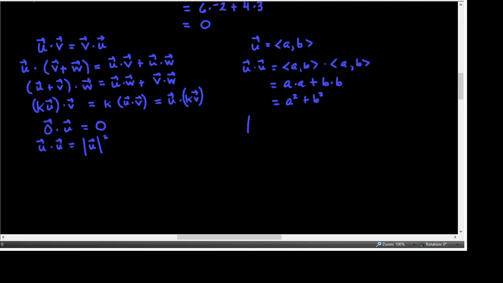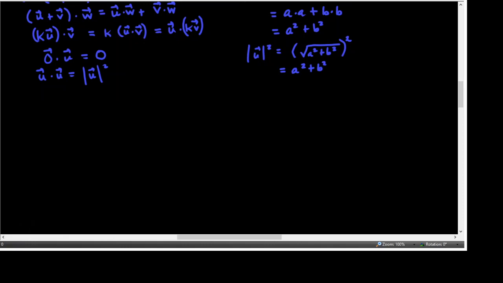Now the magnitude of u, if you'll recall, is the square root of a squared plus b squared. That's the definition for the magnitude of the vector. And if we square that, we get back a squared plus b squared. And so of course, since they're both equal to a squared plus b squared, they must be equal to each other.